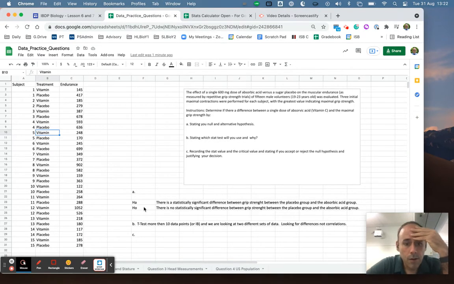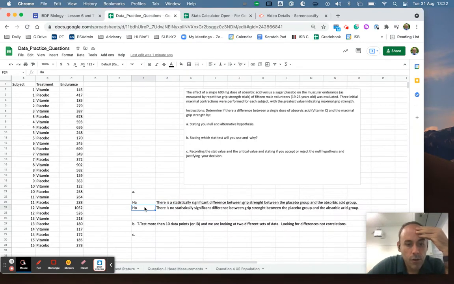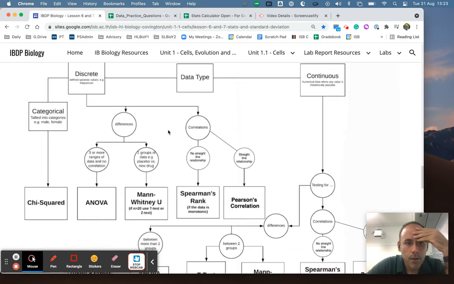Okay, so the first thing is the null and the alternative hypothesis. And these are always set up like: there is no statistically significant difference between grip strength between the placebo group and the ascorbic group. So that's always H0, the null hypothesis, no statistically significant difference. HA is there is a statistically significant difference between those. Okay, so the fact that it asks for difference, and we got two groups, suggests that we're looking for differences.